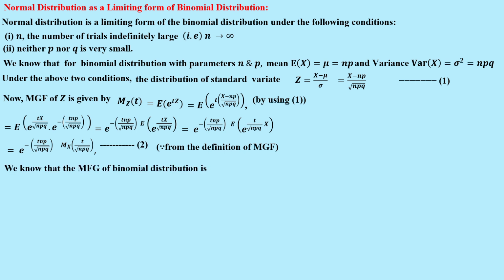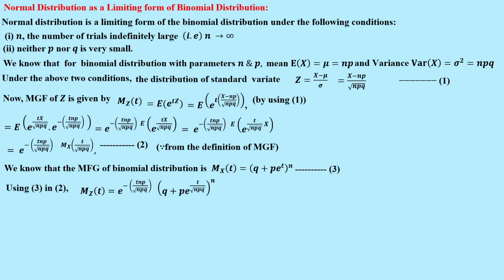We know that the moment generating function of a binomial distribution, Mx of t, is equal to q plus p e power t whole power n, that is equation number 3. Using 3 in Mz of t, it is e power minus t np by root npq into, we are substituting the moment generating function of the binomial distribution, q plus p e power t divided by root npq. Instead of t you are having here t by root npq in equation 2, right?